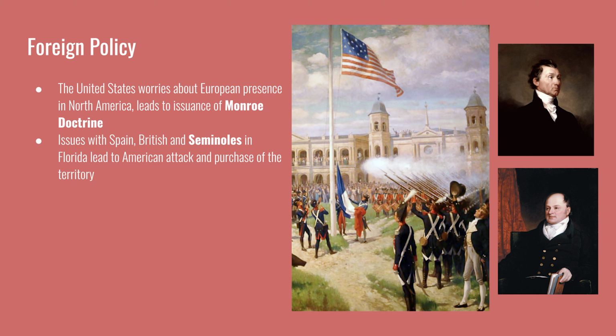The United States at the time really didn't have the naval power to back up the threat, though they relied on Great Britain, which wanted to protect their territory in Canada, to help out in the event that it was challenged. In this period, there were issues with Spain and the British in Florida.